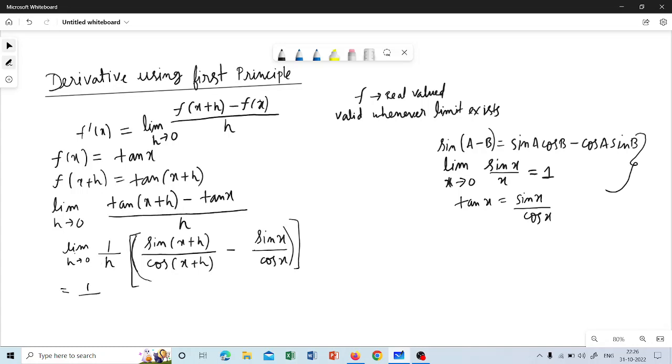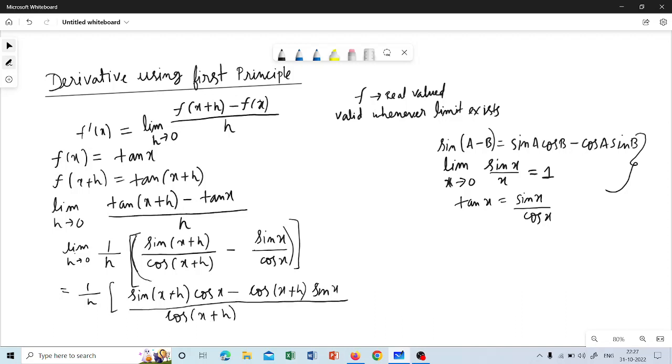So 1 by h, if I take the LCM, then the numerator is sine of x plus h into cos x minus cos of x plus h into sine of x, divided by cos of x plus h into cos of x. So this is what we have got.